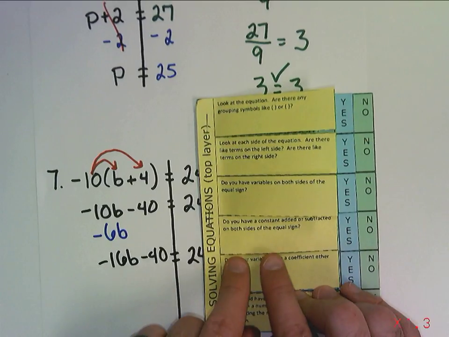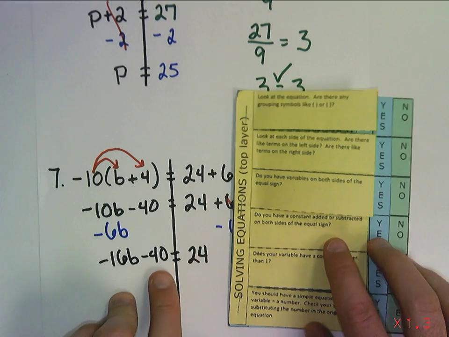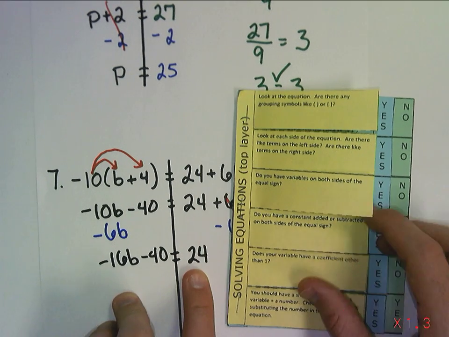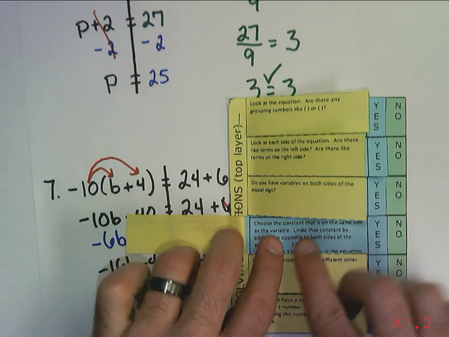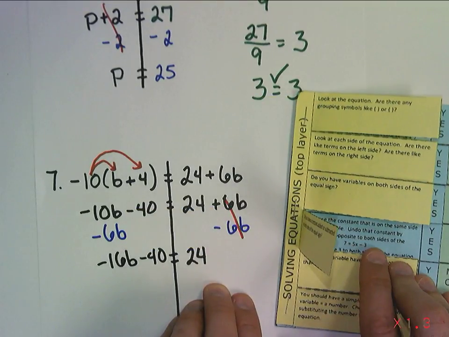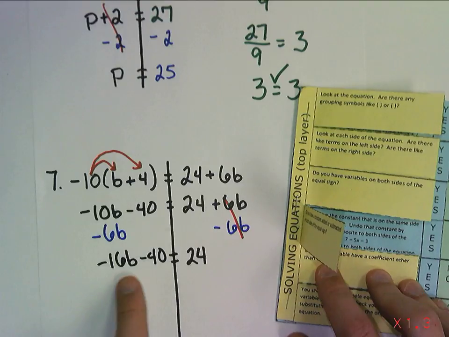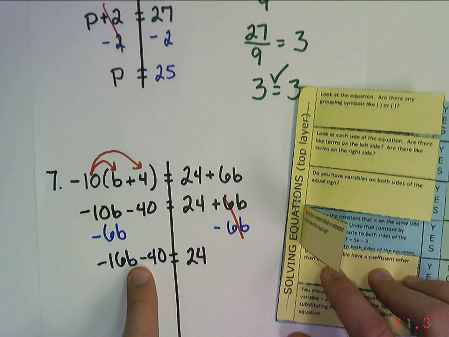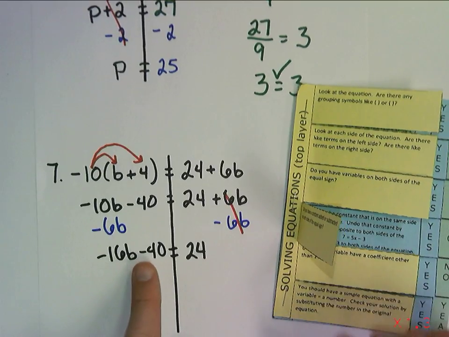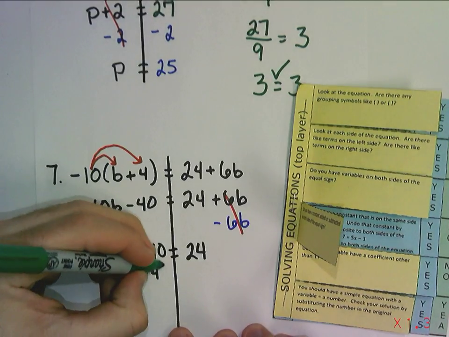Now moving down, it says do you have a constant added or subtracted on both sides of the equal sign? Well, yes, I have a negative 40 and a 24. So what does that tell me to do again? Choose the constant that is on the same side as the variable. Undo that constant by adding the opposite to both sides of the equation. And they give you that example again. So on the variable side, I have this constant of negative 40. Now remember to look at the sign that's in front of the number, so you're doing the correct inverse operation. That's subtraction, so I need to do the inverse operation, so I would add 40 to both sides.